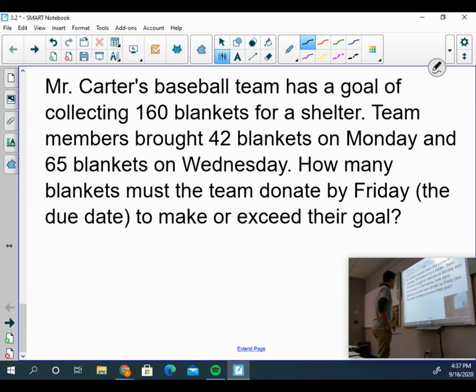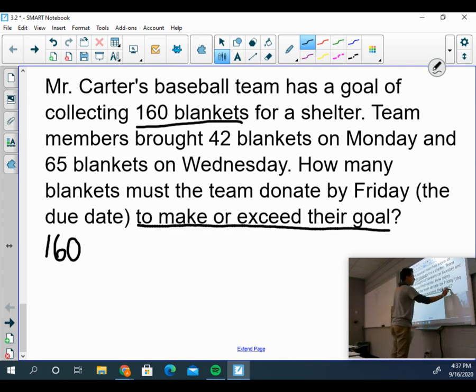So let's write down those key pieces of information. Maybe this is where you struggled. You feel good about solving the equation or the inequality, but you struggle with getting the key pieces of info. Well, you see I wrote down 160. Again, you know that I love to identify a total off the bat. We want to get a minimum of 160 blankets. Why do I say minimum? Because I want to make or exceed that goal of 160 blankets. So I've got 160, that is important.